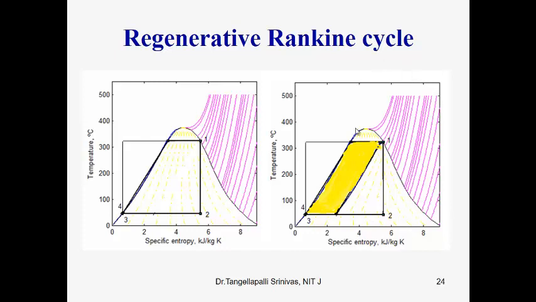In the ideal case, to achieve the Carnot cycle, generally steam is expanded in the turbine. The same steam is used to raise the temperature of feed water here. So there is a heat transfer between the steam and the water. The feed water temperature is increased from condenser temperature to, let us assume, the boiler temperature.